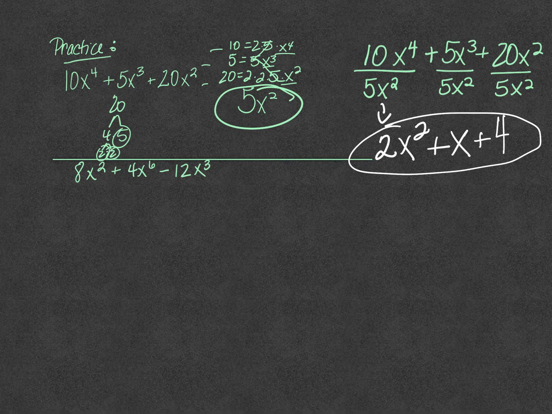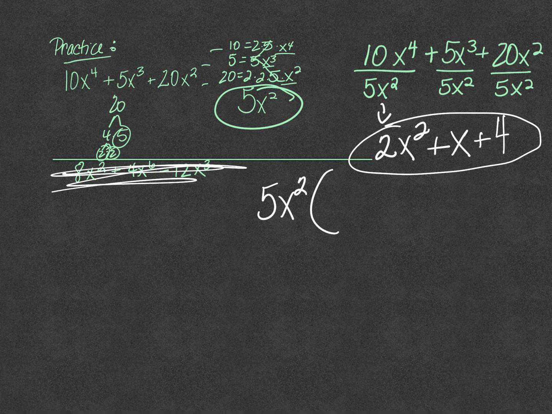So here's what you're going to do. And we're going to have to scratch this because we'll do that on another page. So here's what you're going to do. You're going to take your 5x squared. You're going to put it on the outside of your parentheses. And then you're going to put your answer on the inside. And that is how you solve by factoring the polynomials, by finding the common factor. Okay, let's practice some more.